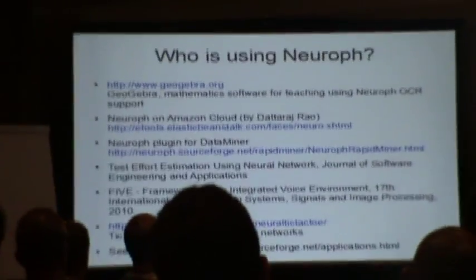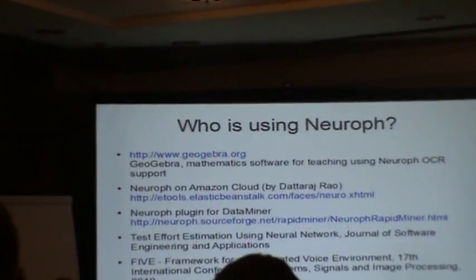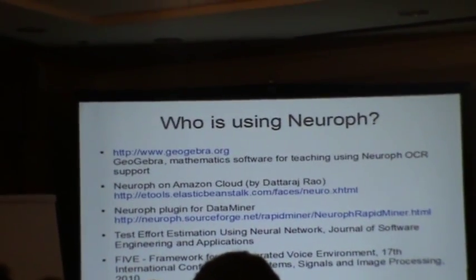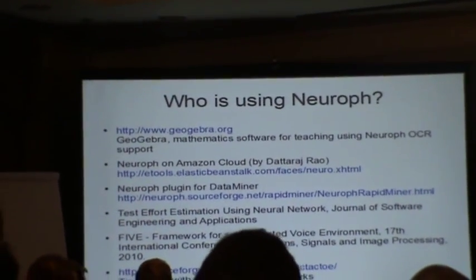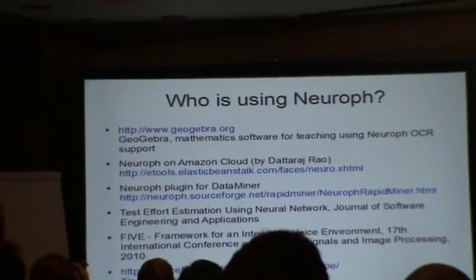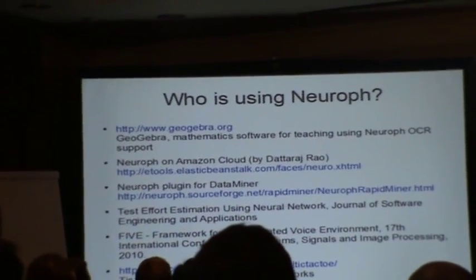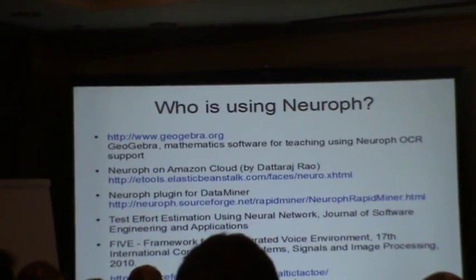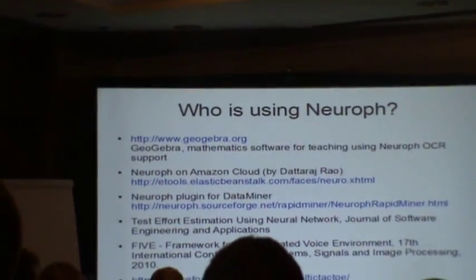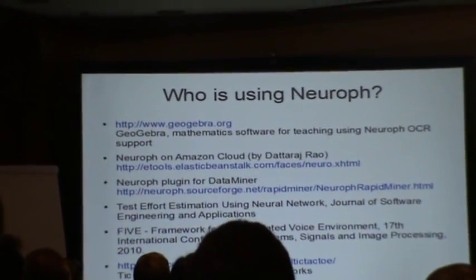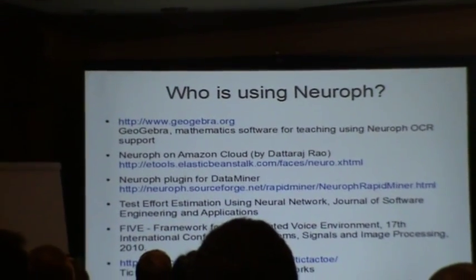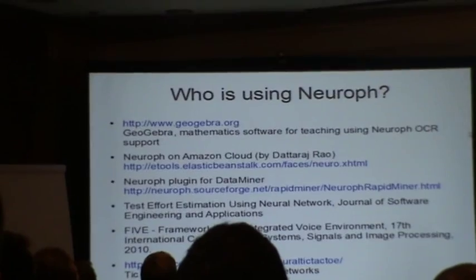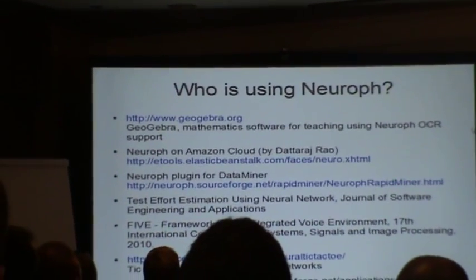So here is a little list about who is using Neuroph. Well, here are some links. You can see more at the Neuroph site at the application link. Here, this is GeoGebra. It is a mathematics software for teaching. It uses Neuroph OCR support. Then, thanks to Data Raw, there is a set of engineering applications that makes Neuroph available from the Amazon cloud.